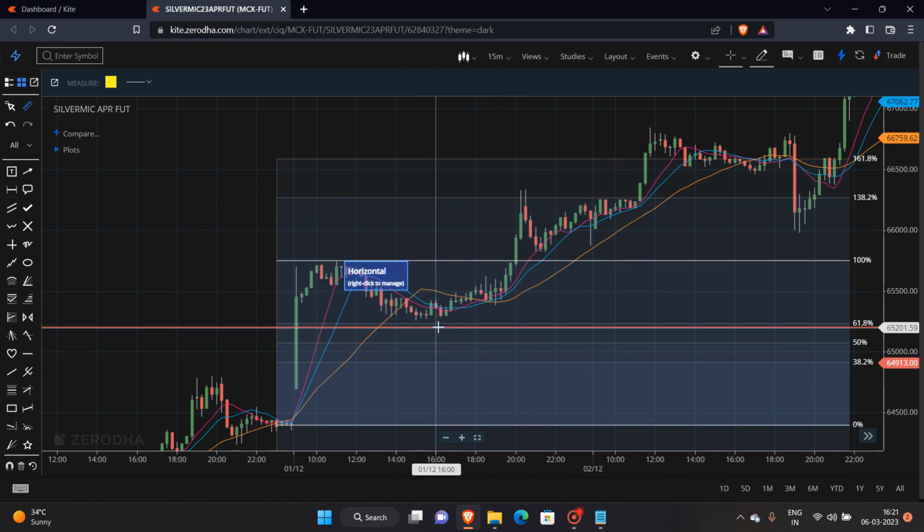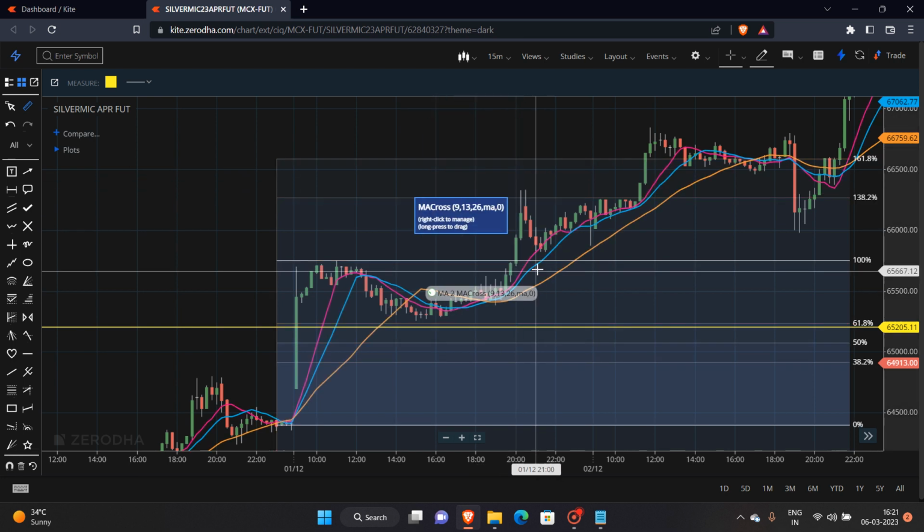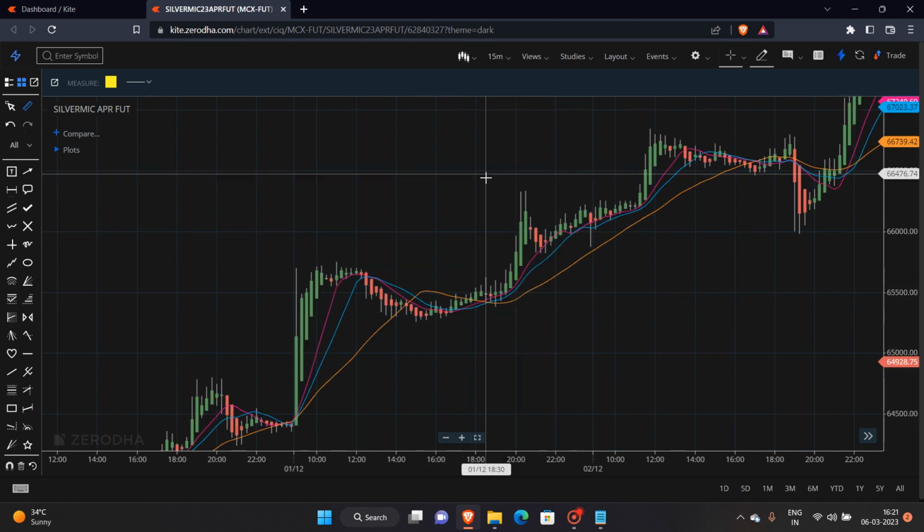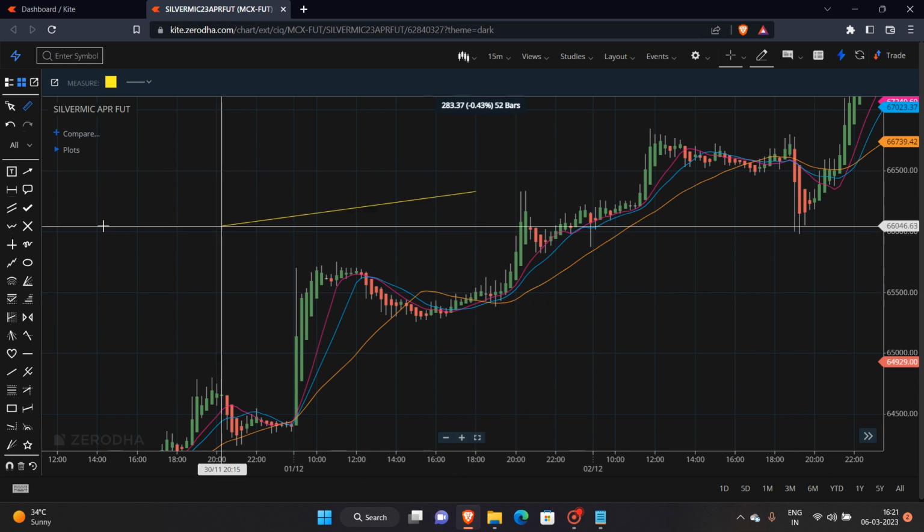So you can see that it bounced here, then again it came down, then again it bounced and went up, then again it came here. So again, if I draw the Fibonacci, even if I convert to Heikin-Ashi, you can see that this is now our latest swing high.